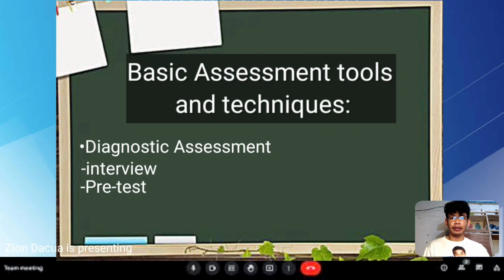In contrast, we also have the post-test. This is conducted just after completion of the course to determine what the students have learned. Post-tests belong in summative assessment.